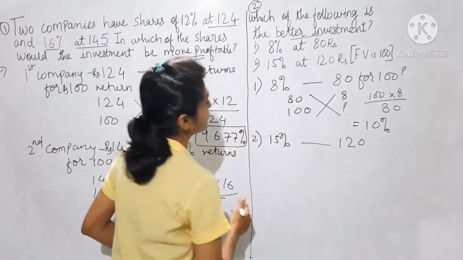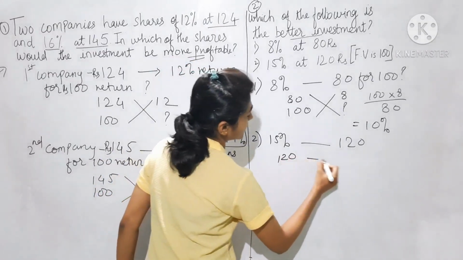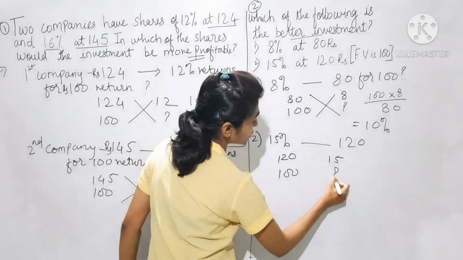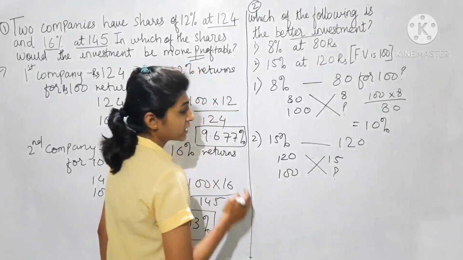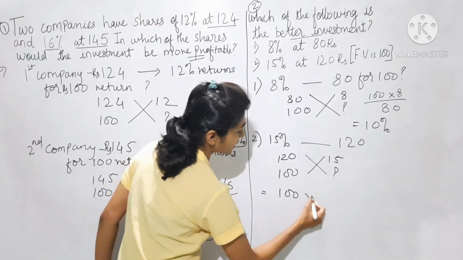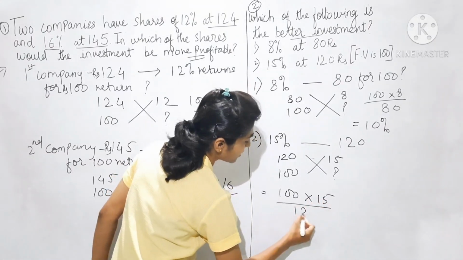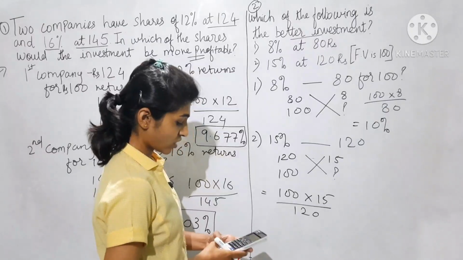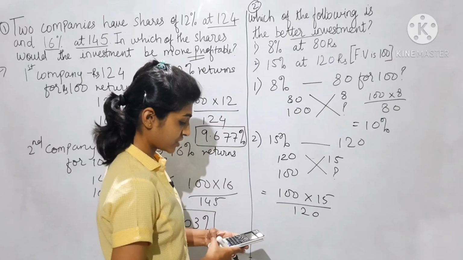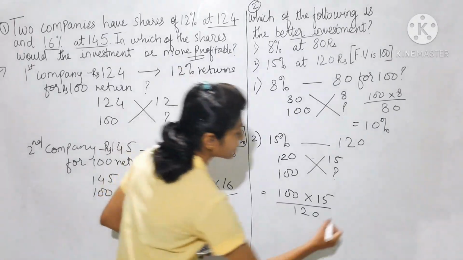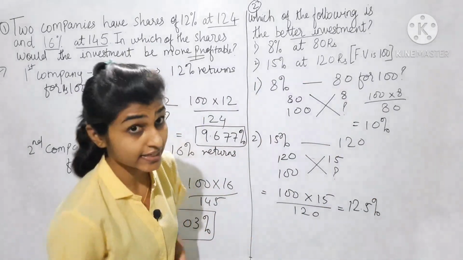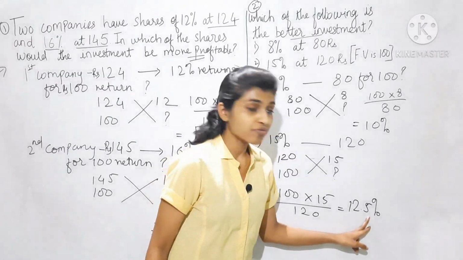Now second, we'll find: for 120 the return is 15. Then for 100, question mark. Cross multiply. 100 is equal to 100 into 15 divided by 120. We get 12.5%. Now which investment is greater, 10 or 12.5%?